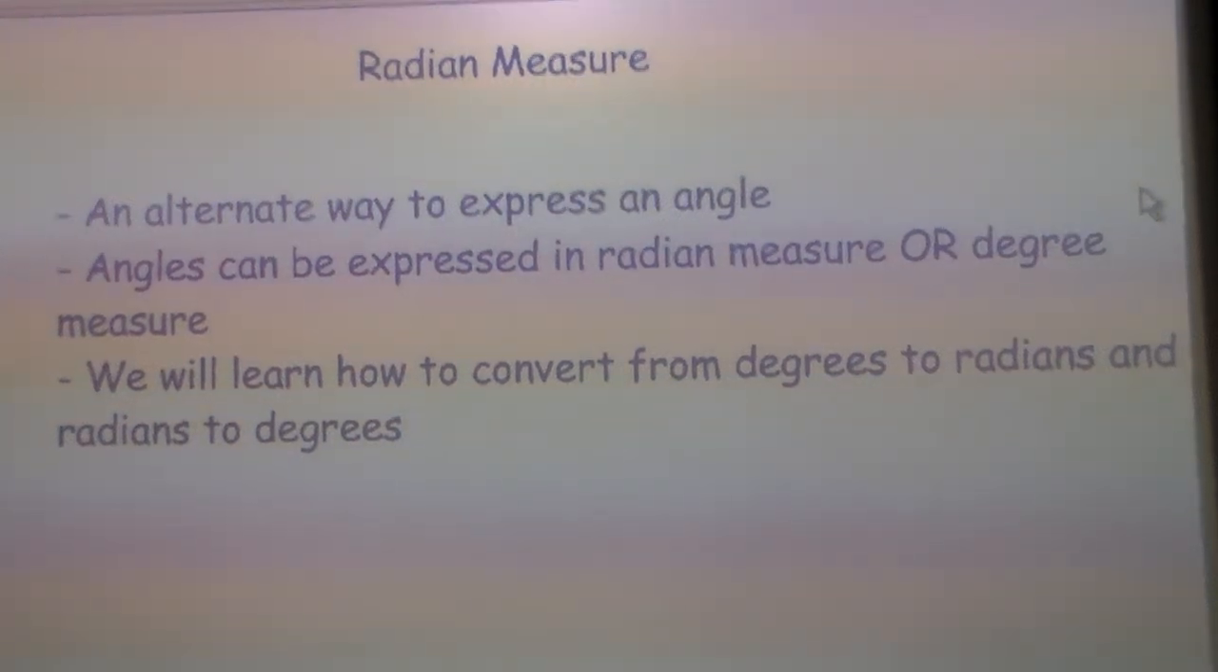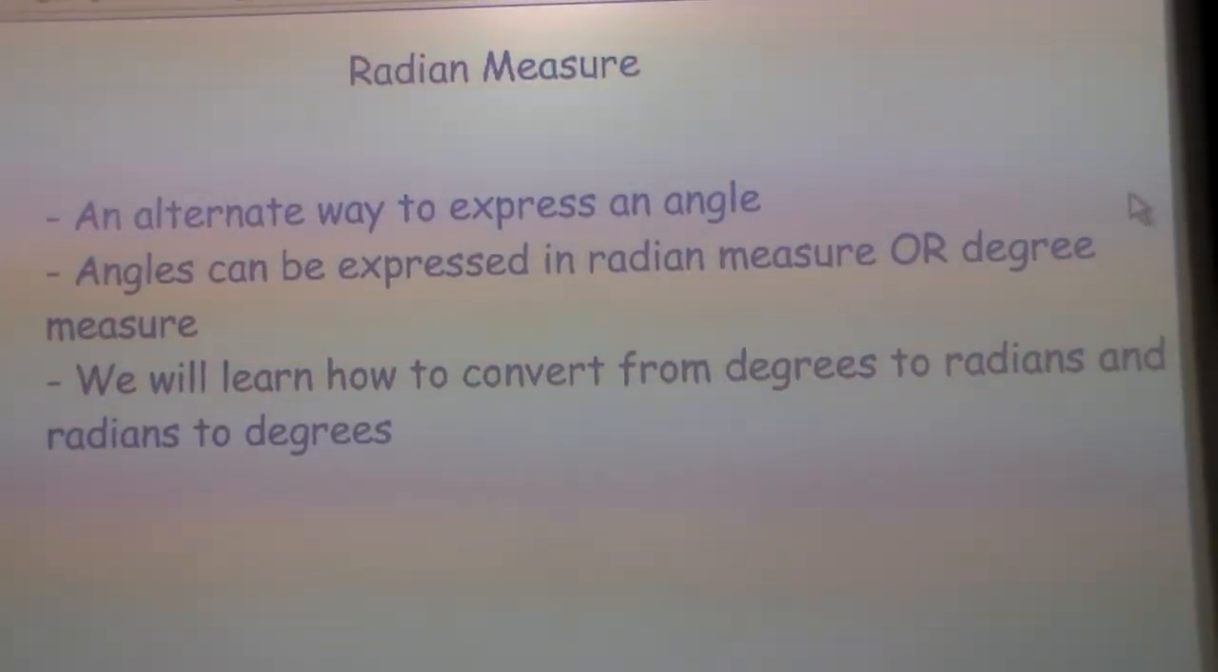Today we'll learn about some radian measure. It's just another way to express an angle. You could express an angle as radians or as degrees, not both. What we're going to learn today is how to convert from degrees to radians and from radians to degrees.